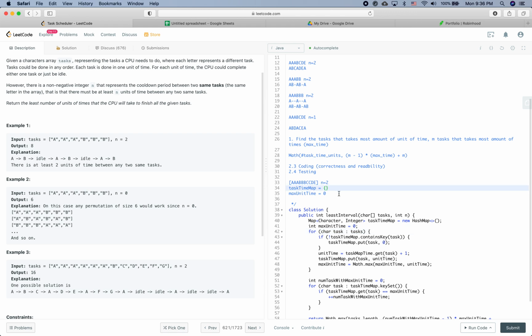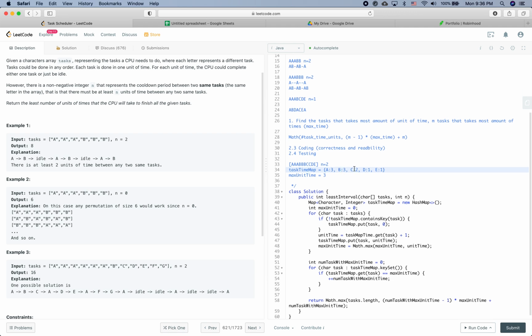First of all, we update A1, and then A2, so max time as 2, A3, max time as 3, and then we update B1, B2, B3 when we do one pass iterating through this input array. And then we would have C2, and D value as 1, E value as 1. Alright, so now we have the task time map as A3, B3, C2, D1, E1, and max unit time as 3.